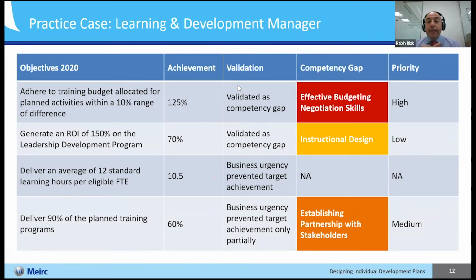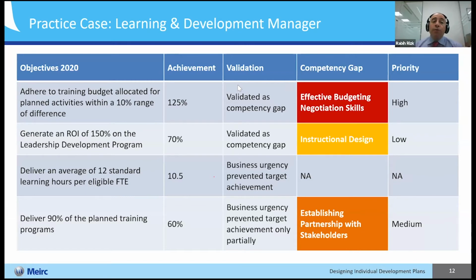And as you can see, this kind of template has the initiative or the initial analysis for the input itself. So the first objective is adhering to training budget within 10% range of difference. People who work in L&D are very familiar with such kind of objective.